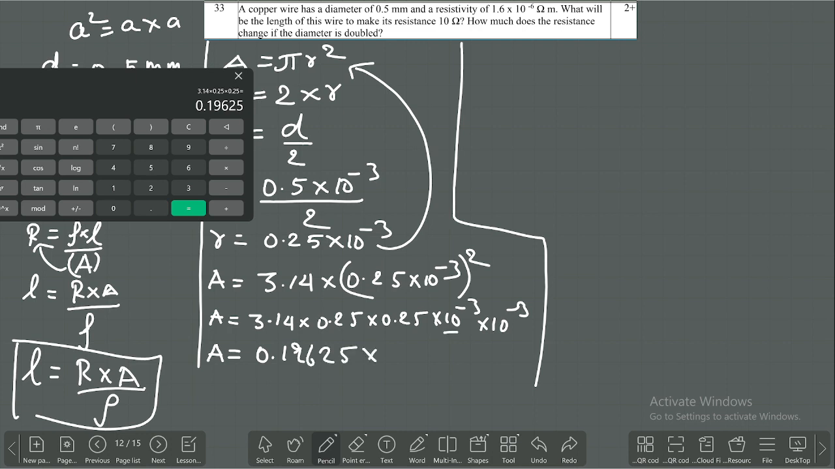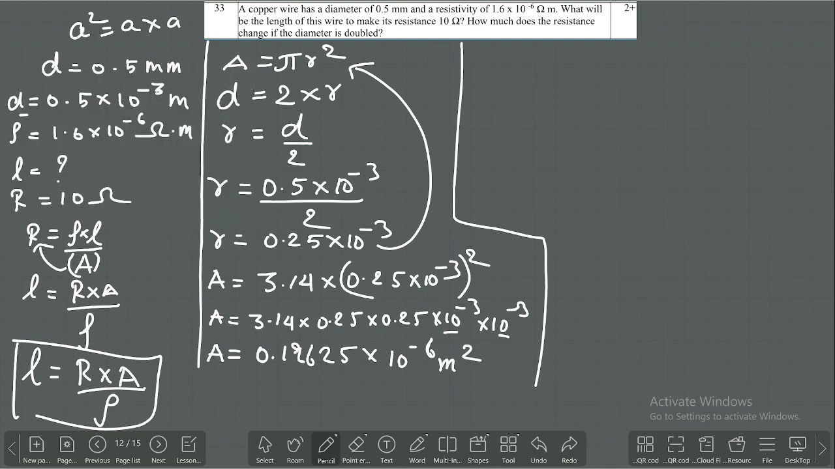Here we are going to apply the exponent rule. Since the base is common, we can add the powers. Minus 3 will become minus 6. So the area of cross section of the wire is going to be 0.19625 into 10 to the power of minus 6. And now we are going to substitute in the formula.